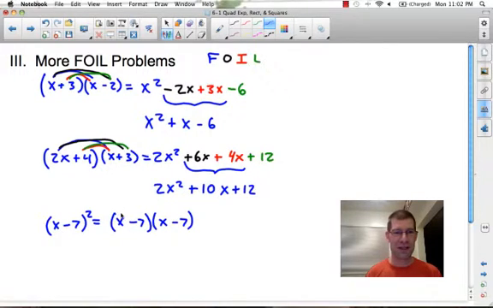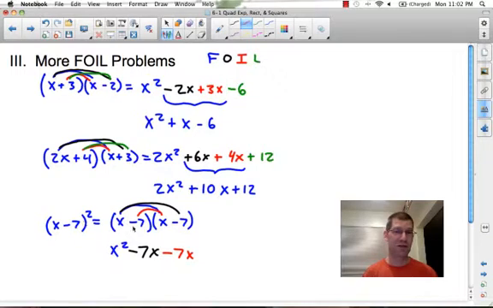So as I go through and do my foiling now, I start out with the blue. I have the first times the first. So I do get an x squared. But then from there I do the outsides, positive 1x times a negative 7, so minus 7x. Then my inside in red, so I have a negative 7 times a positive 1x, so another minus 7x. And whenever you have a binomial squared, so something that's a binomial times itself, outside and inside are going to do this. They'll always be the exact same as each other. And then the last, negative 7 times negative 7, gives us a positive 49.